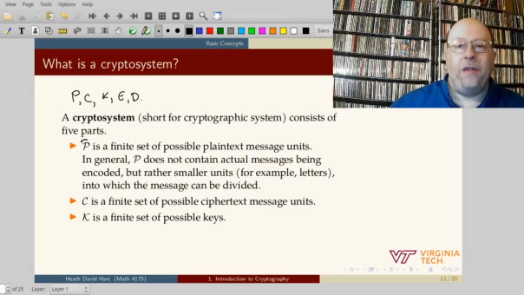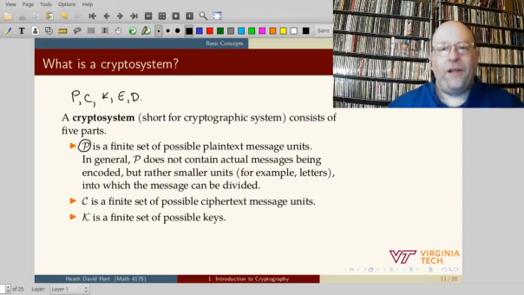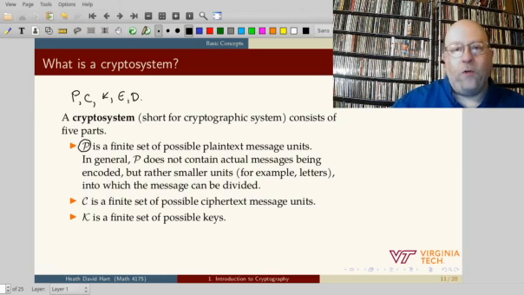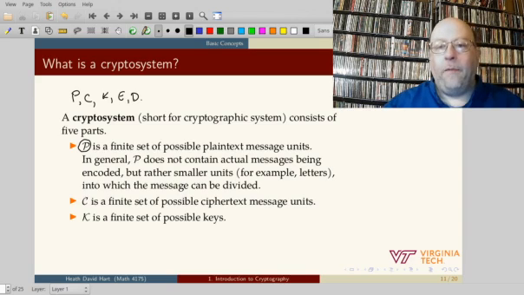P is a set of possible plaintext message units. P generally does not include the entire message. P includes whatever portion of the message is being encoded at a time. In the first crypto system we're going to just encode one letter at a time. And so P will just consist of letters.